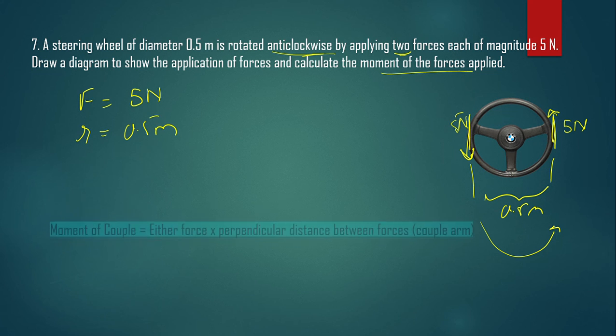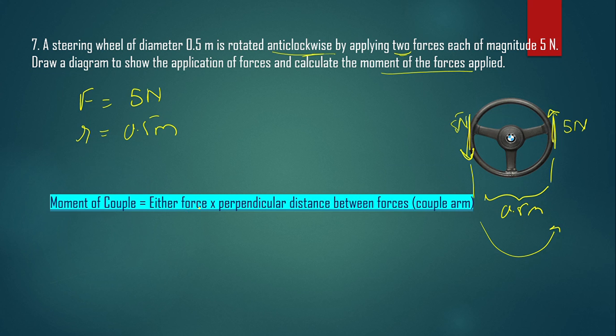Now according to moment of couple, we have either force, any one of the forces, so 5 Newton we can take, into the perpendicular distance, the distance between the two forces. The distance between these two forces is nothing but the diameter, and the diameter is given as 0.5 meters. So 5 into 0.5, 5 fives are 25. There's a point, so you put a point over here, 2.5 Newton meter.